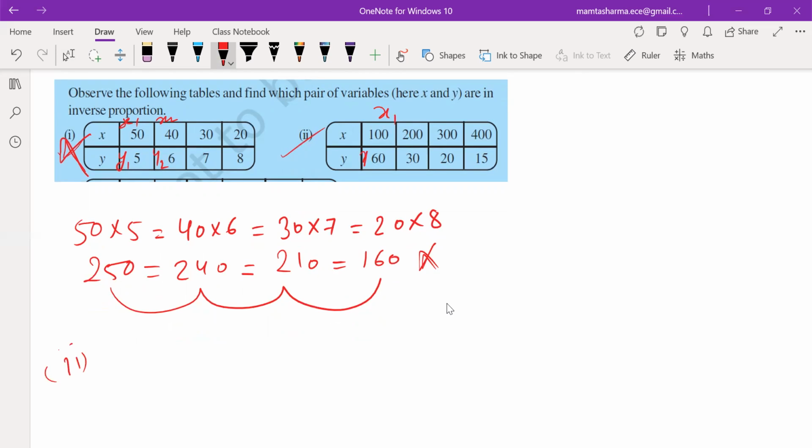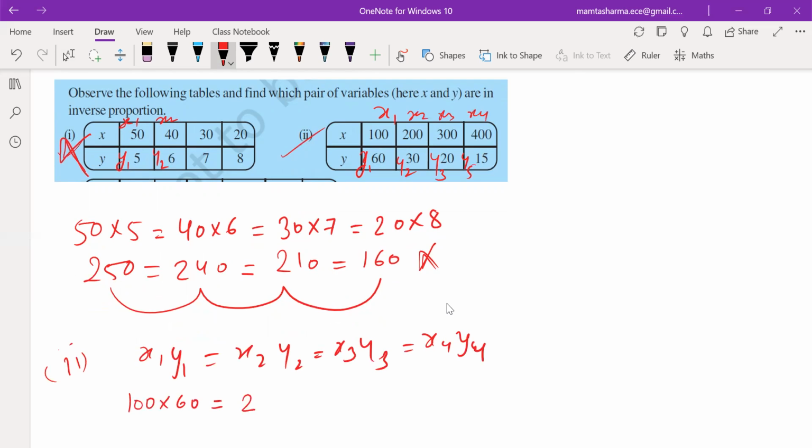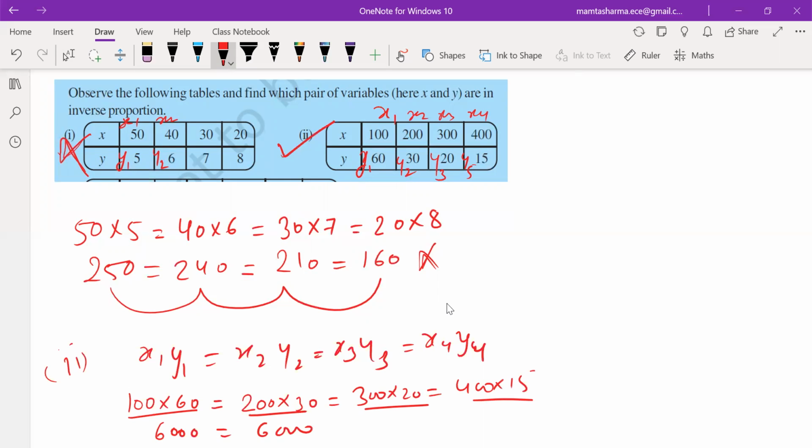This is x1, y1, x2, y2, x3, y3, x4, y4. So x1 y1 should be equal to x2 y2, should be equal to x3 y3, should be equal to x4 y4. Now x1 y1, 100 into 60, 200 into 30, 300 into 20, 400 into 15. Are their products same? Yes, ma'am, 6,000. All products are same. It means they are in inverse variation, inverse proportion. Correct?